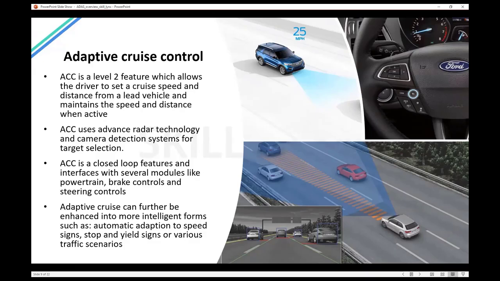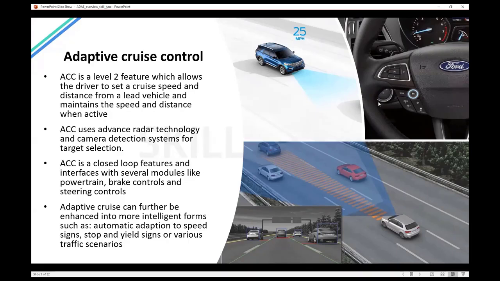Adaptive cruise control, I think I mentioned this before, but let me go over, is a level 2 feature. Remember, level 2 means partial automation. That means this feature is able to take over only certain driving actions from the driver. And what this feature does is, the driver can set a desired set speed, let's say 25 miles per hour, 50 kilometers per hour.